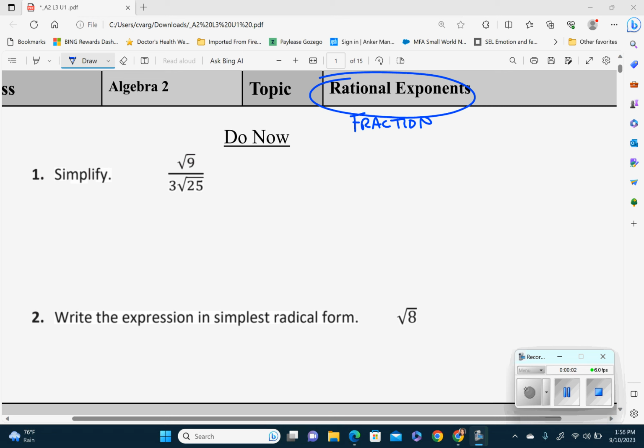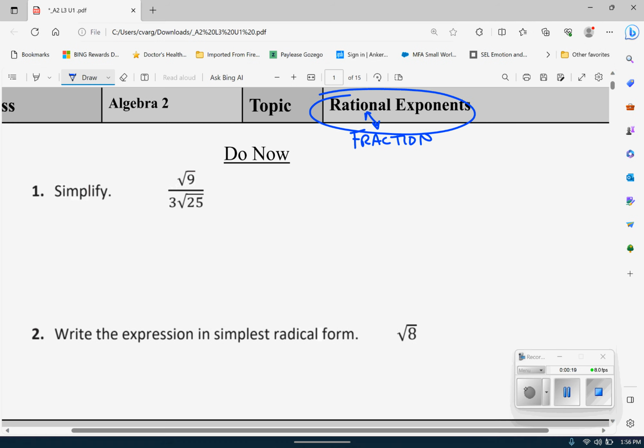All right, so welcome to the third lesson of the year. We're starting out with rational exponents, and all rational is a fraction. So just go ahead and write that down on your paper. We're going to get started on the do nows, a couple of problems about this just to make sure that you are good with this.